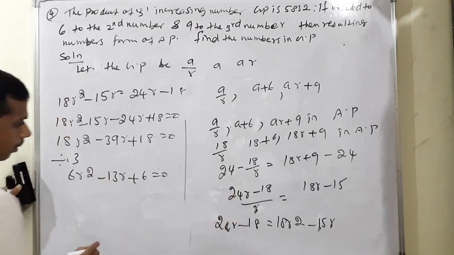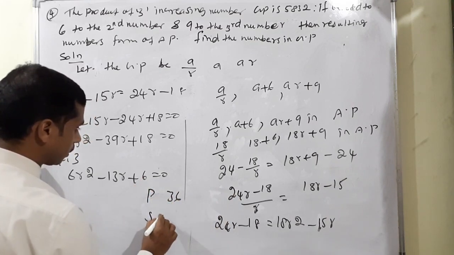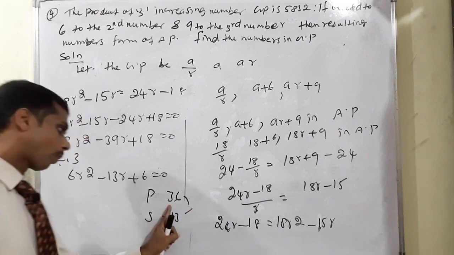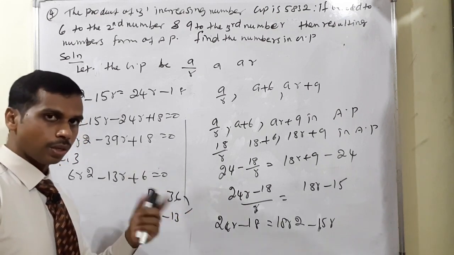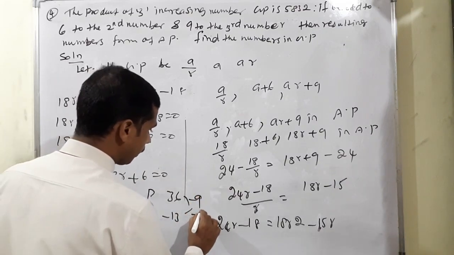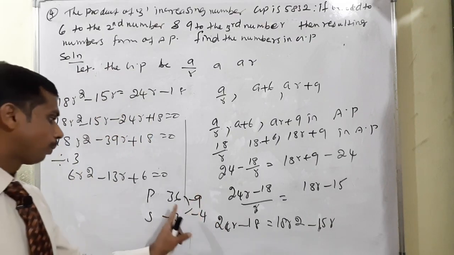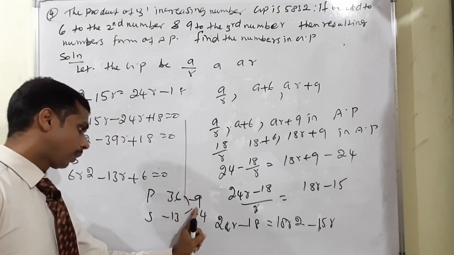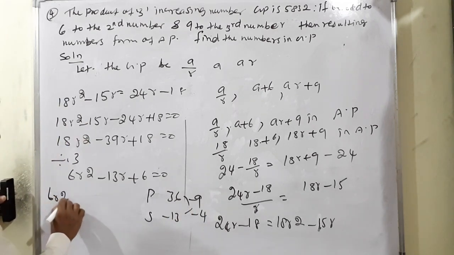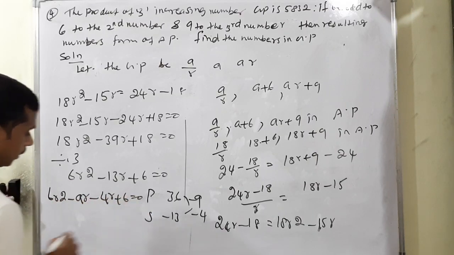Again, splitting the middle term, the sum-product rule: product is positive 36, sum is minus 13. Already I told you, if the product has a positive sign, select the same sign, whether positive or negative. But the sum is negative, therefore negative 9 and negative 4. Negative 9 into negative 4 means positive 36, and negative 9 plus negative 4 is negative 13. Therefore, 6R square minus 9R minus 4R plus 6 is equal to 0.